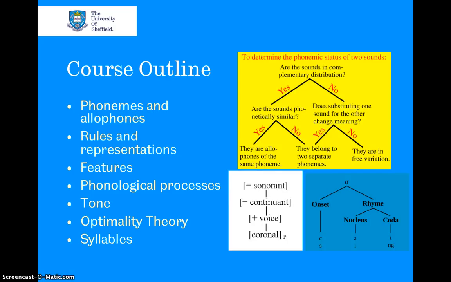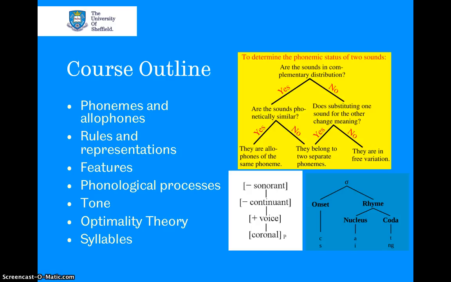The module in phonology will cover various aspects which you may be familiar with from Level 1 Sounds of English. For example, phonemes and allophones. We need to determine the phonemic status of sounds in a language. Is a given sound a phoneme, a contrastive sound unit, or an allophone, a variant of a phoneme? We'll look at rules and representations, how phonological rules work in the world's languages, and representations in the mind, underlying representations, and how those are processed to make surface forms and instructions to articulators.